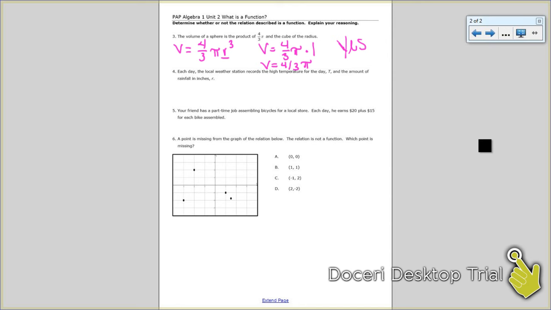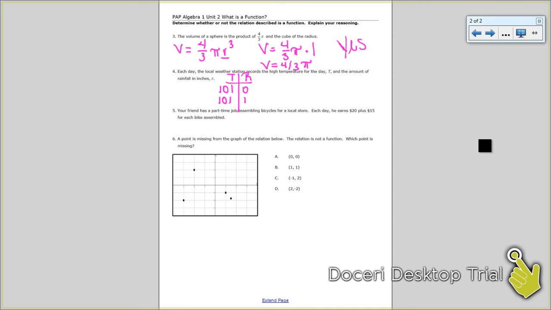Number 4, though, says each day the local weather station records the high temperature for the day and the amount of rainfall in inches. So if I have a table, temperature and rainfall. So let's say day 1, it's the middle of July. It's 101 degrees and we have 0 inches of rainfall. Day 2, it's 101 degrees, but today it rained and we got 1 inch of rainfall.